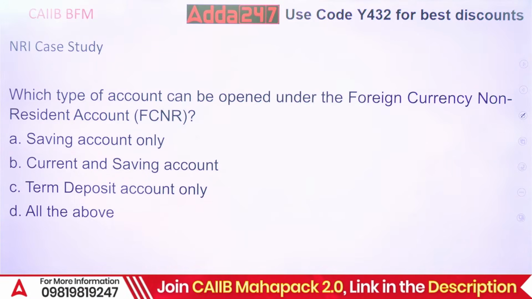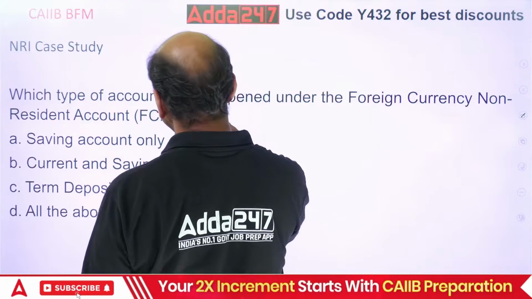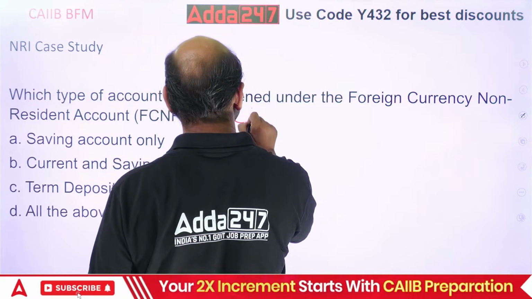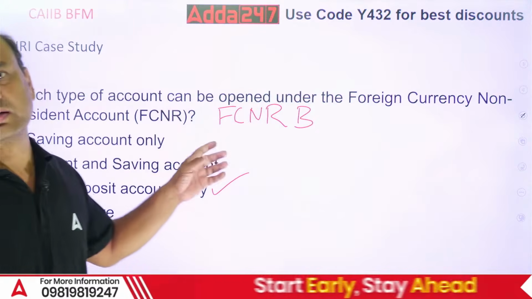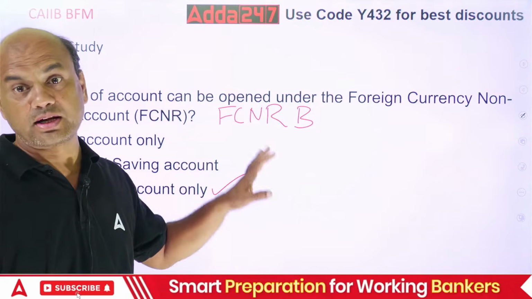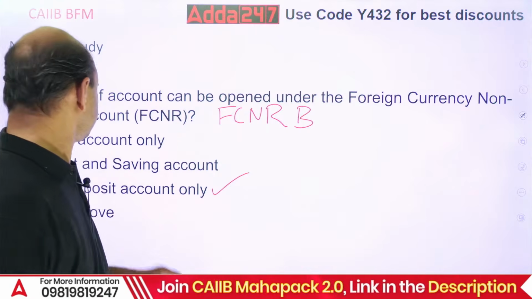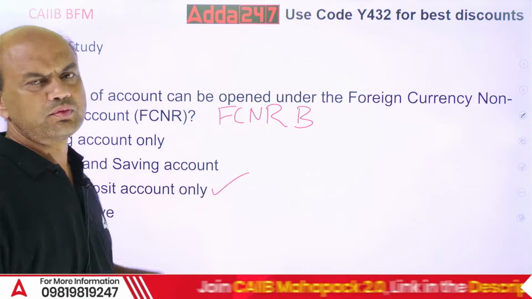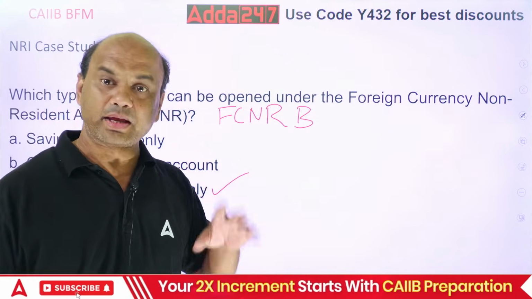You will try to open a term deposit, correct? FCNR is only a term deposit. This is actually called FCNR-B. FCNR-B is the right answer. Okay? So, term deposit account only. What do you mean by this B? FCNR-B? B means bank.